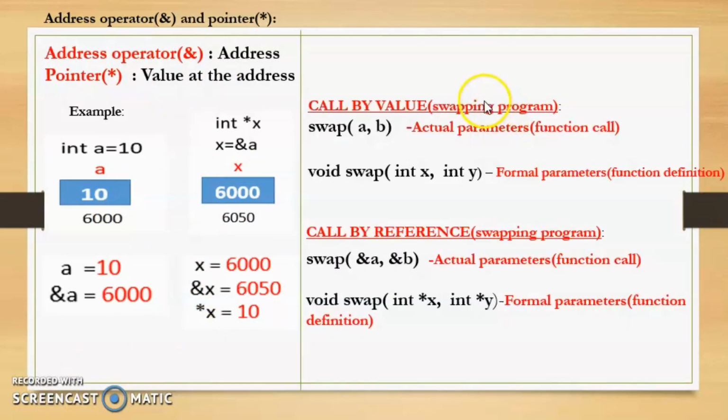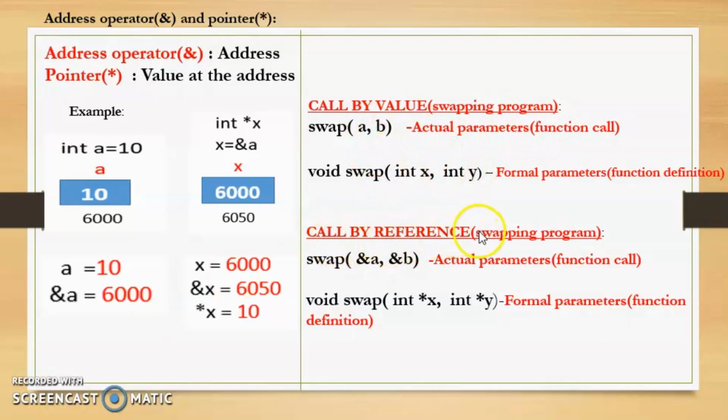So in the previous program which we had seen, that is swapping two numbers using call by value, we were passing a copy of the variable. So a and b were copied into x and y. So x and y were the formal parameters. If any changes were done to the formal parameters inside the function definition, it had no effect on the actual parameters in the calling function. This is because a copy of the variable was passed.